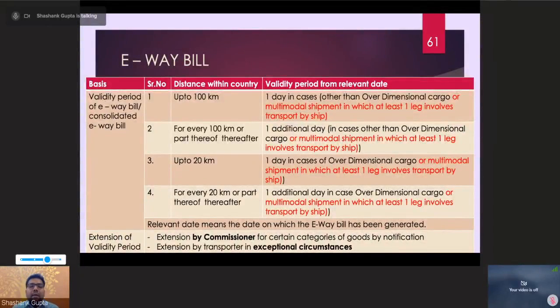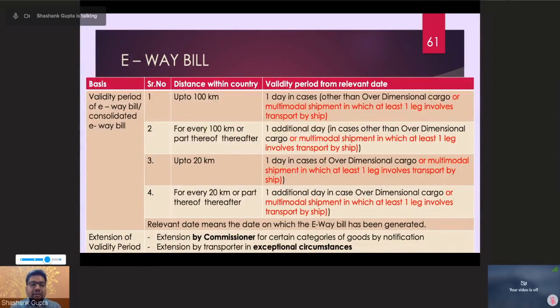However, in case of multimodal shipment, in which at least one leg involves transport by ship, or over-dimensional cargo, in such cases, you would have seen these huge consignments, windmills being carried on a trawler truck, so it moves very slowly because of the security concerns and everything. Plus, in case of movement by rivers, ships move generally comparatively very slow as compared to trucks.